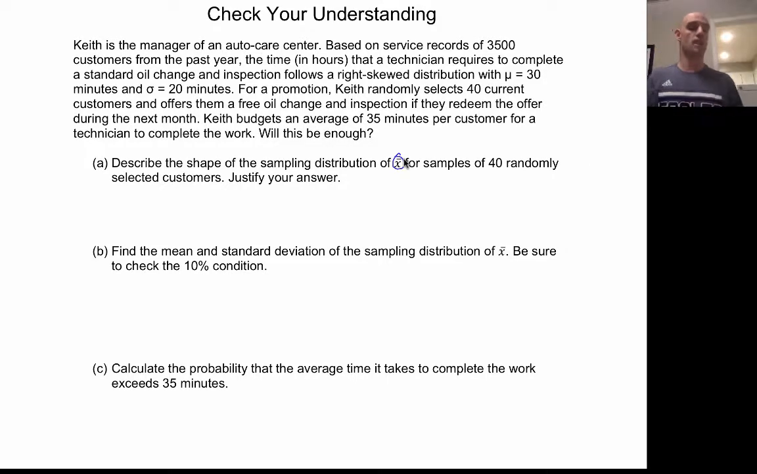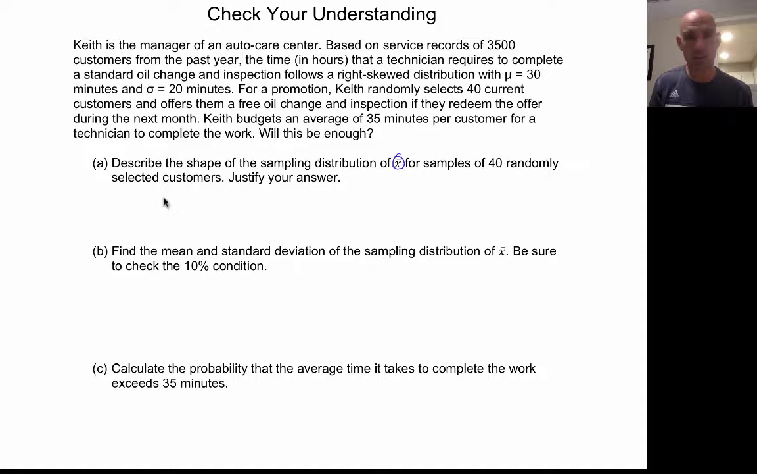He's finding the average of the amount of time that it takes. Then he's taking another group of 40 and taking the average time that it takes. Then another group of 40. So the sampling distribution for X bar for samples of 40 doesn't mean one sample of 40. It means all possible samples of 40. What is the sampling distribution going to look like?